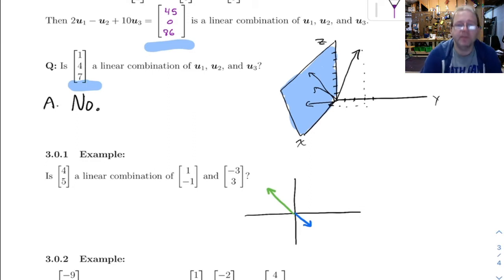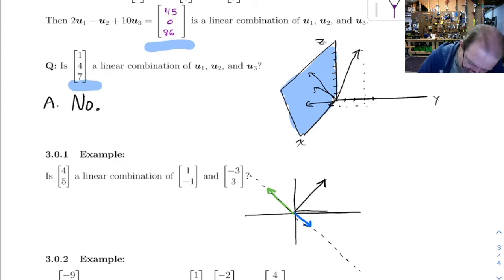If you start thinking about multiplying these by scalars and adding them together, multiplying by scalars is going to stretch them or compress them, but they're still going to be trapped on this line. And when you add them together, you're also going to be trapped on this line right here. So there's no way to add multiples of these guys together and get something that's not on the line. And 4, 5, let's see, go over 4 and then up 5. 4, 5 over here. There's no way you can get that by adding multiples of this green and blue vector together. So the answer here is also no.